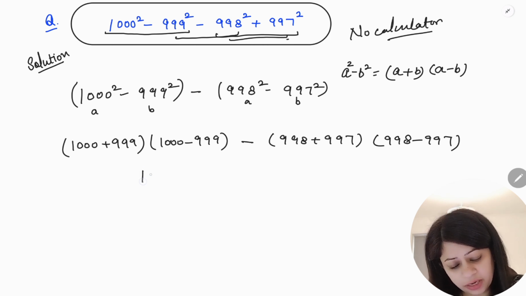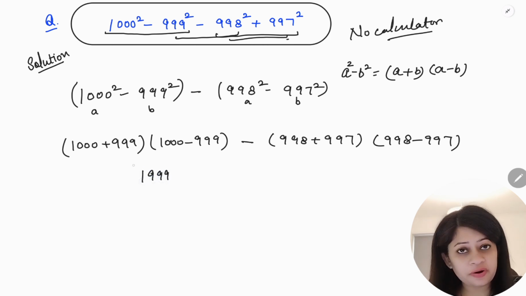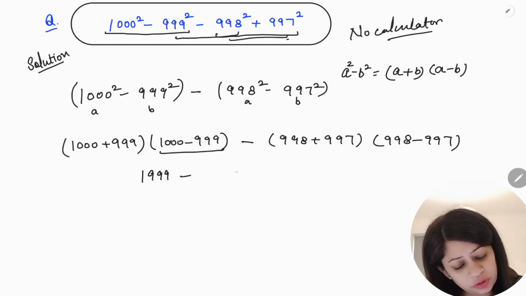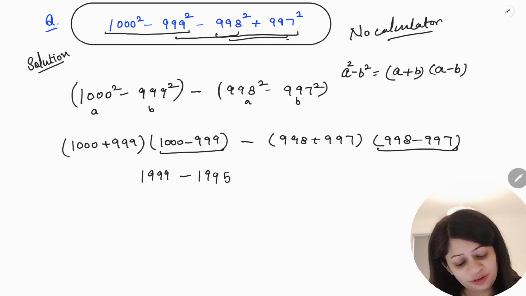So if you add them you will get 1999, and this will become 1, minus, if you add them what will you get? This will become 1, right? Here what will you get if you add them? 1995, right? So what is the difference? The difference is 4, and this is our answer.